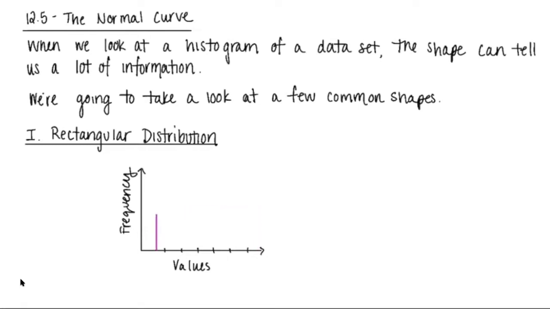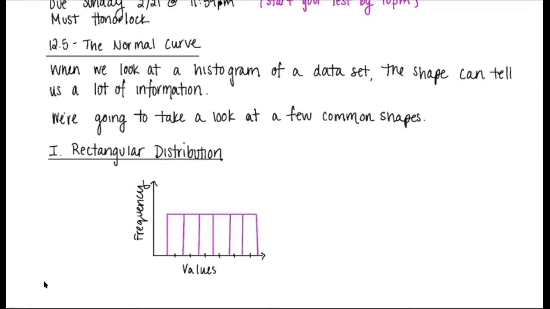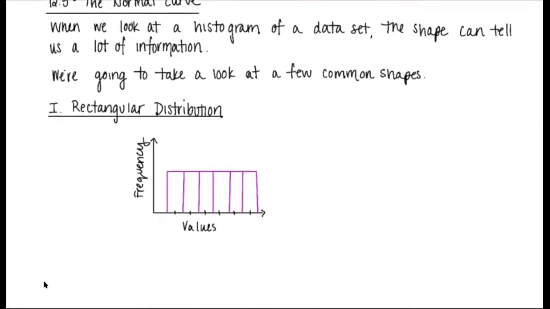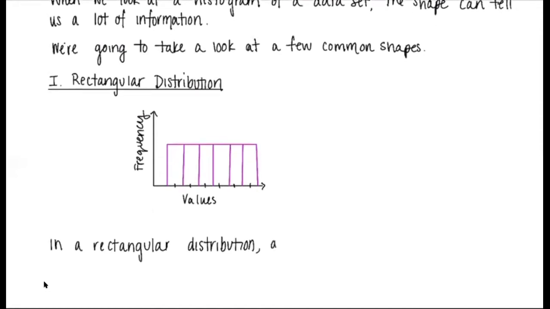So let's see if I can draw this decently. There we go. So pretty much all the values are the same across the board. Everything appears at the same frequency or close to it. It's not necessarily going to be perfect. So it might be that some is a little bit higher than others, but it has overall a rectangular shape. So in a rectangular distribution, all the observed values occur at the same frequency.